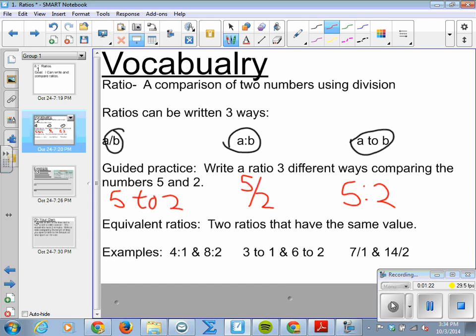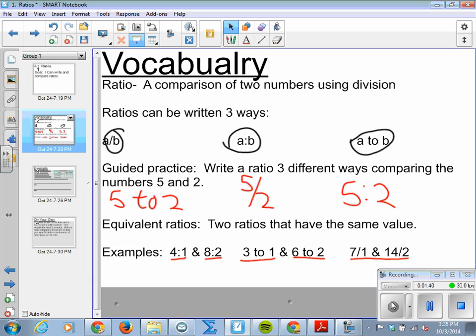Equivalent ratios are like equivalent fractions. The two ratios have the same value. So, for example, 4 to 1 is the same as 8 to 2. 3 to 1 is the same value as 6 to 2. And 7 to 1 is the same as 14 to 2. Just like fractions. If it helps you, I would write these all as fractions so you can see how they relate.